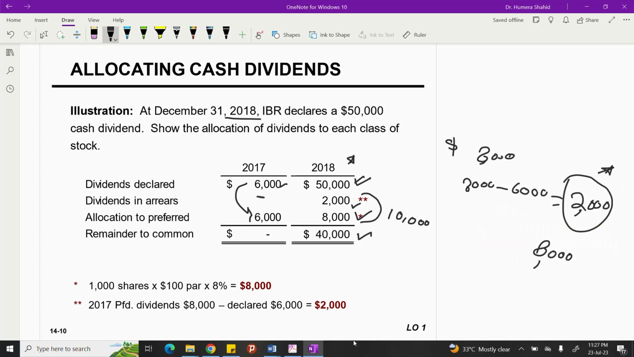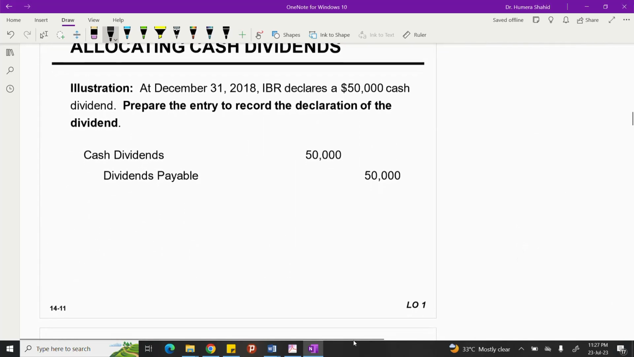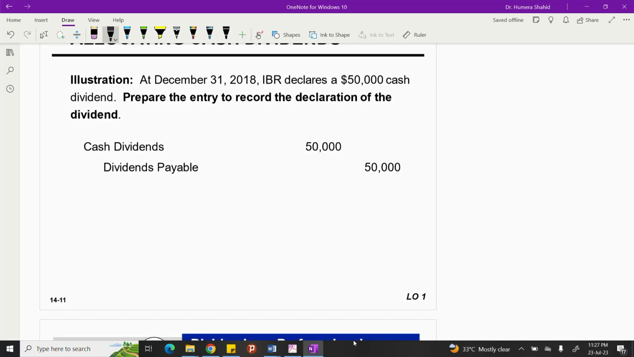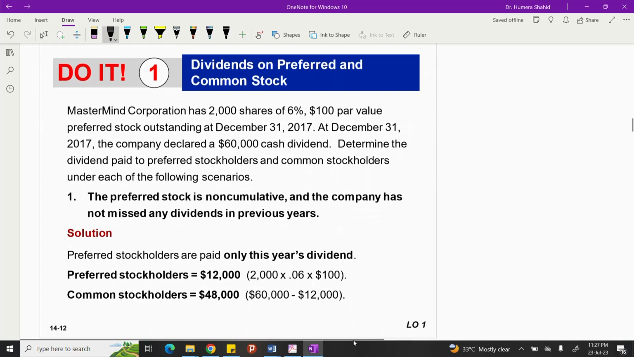Let's proceed towards the next topic, which is how to record the journal entry for this 50,000 declaration. So the journal entry for the 50,000 declaration is cash dividend gets debit and dividend payable gets credit. They are asking for the declaration date. Okay. So 50,000, 50,000. We have a do it exercise over here.